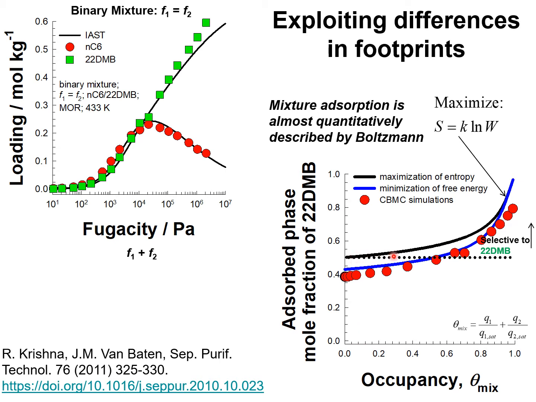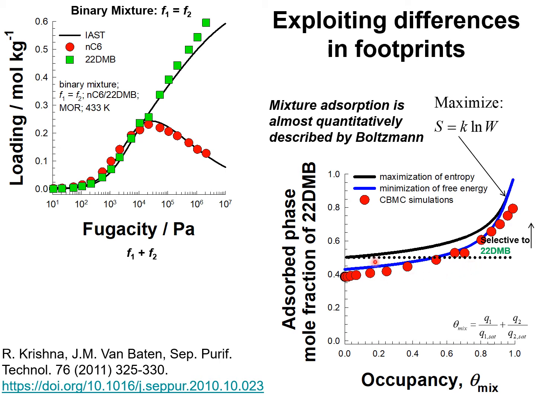The black line is the entropy maximization curve determined from the Boltzmann equation, S is equal to K ln W, where W is the Wahrscheinlichkeit, and the formula for which was described earlier in this presentation. We note that the maximum S curve qualitatively agrees with the Monte Carlo simulations of mixture adsorption equilibrium.